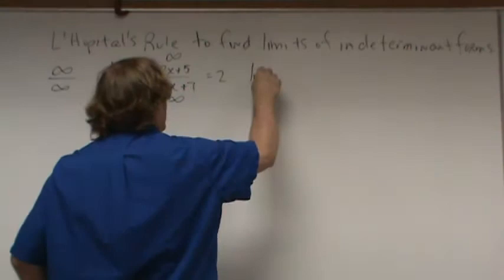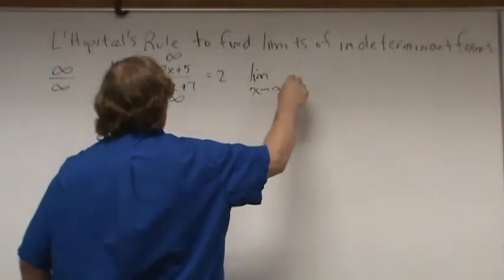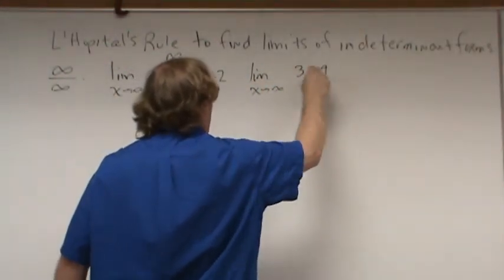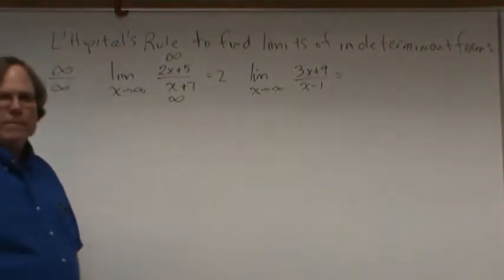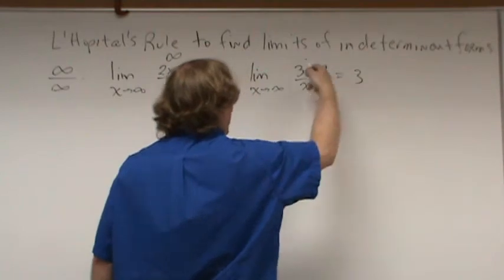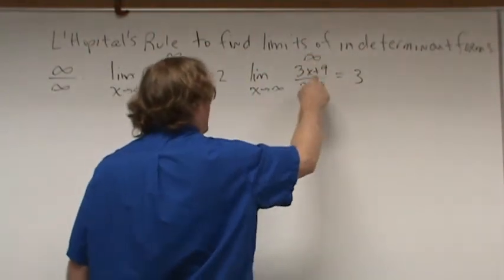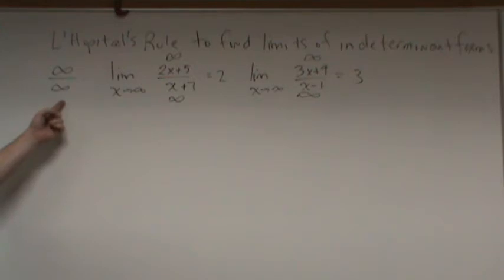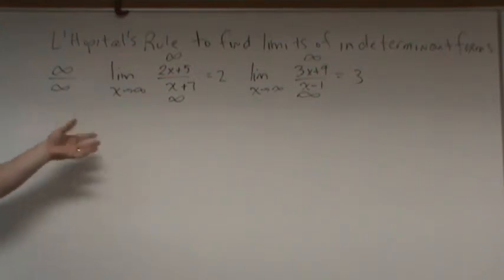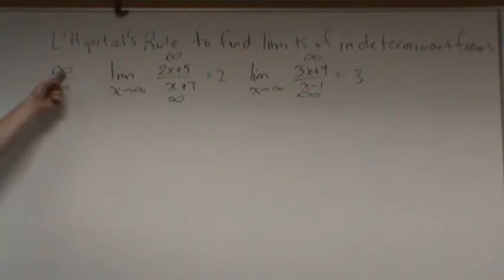But what if I have this? The limit as x approaches infinity of 3x plus 9 over x minus 1. What's that limit equal to? 3, right? The numerator is infinity, the denominator is infinity, but that's equal to 3. So that's why I say infinity over infinity is an indeterminate form. If someone gives you infinity over infinity and asks you what it's equal to, your answer is it depends. It depends what sort of infinity I have here, and it depends what sort of infinity I have here.